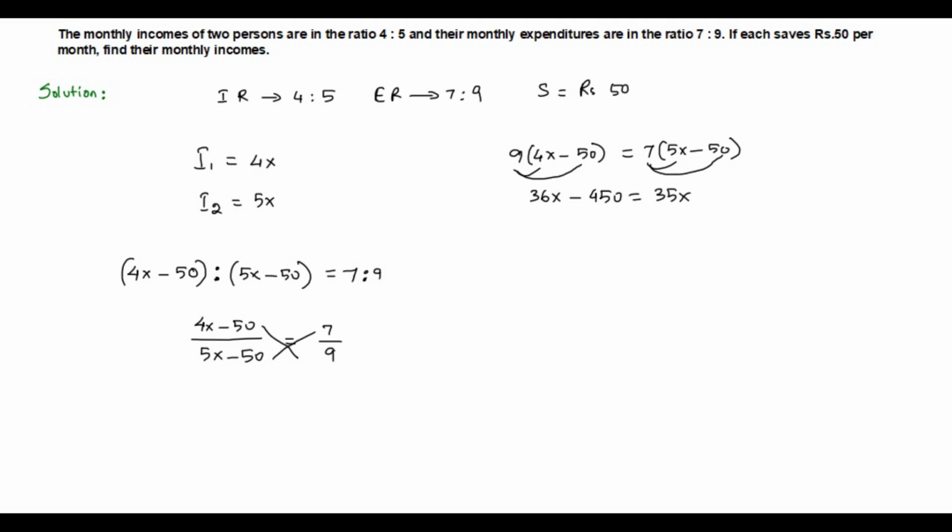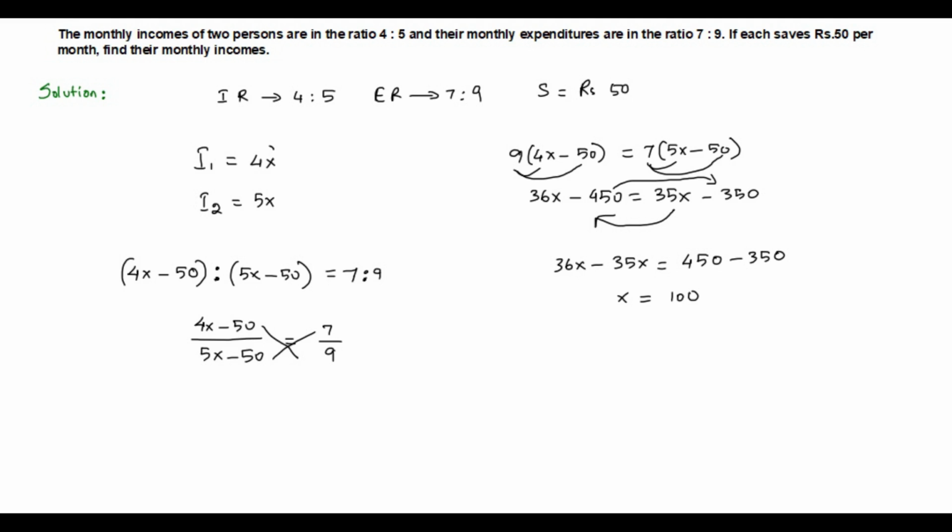Okay, to solve for x, what I'm going to do is take this 35x to the left side of the equation. I'm going to take this negative 450 to the right side of the equation. So 36x minus 35x equal to, so when this minus 450 goes to the right side, it will become plus 450. Already minus 350 is there. So 36x minus 35x is equal to x, and 450 minus 350 is 100. Okay, now we got the value of x, that is 100.